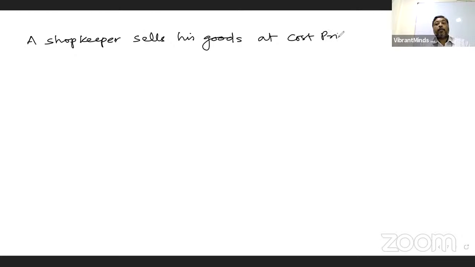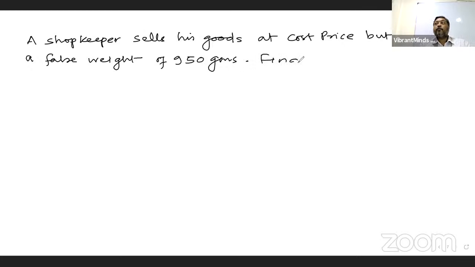A shopkeeper sells his goods at cost price, but he uses a false weight of 950 grams. Find his gain percent.